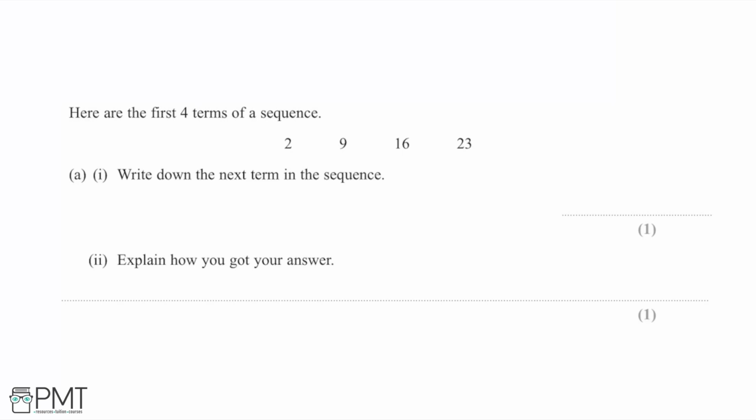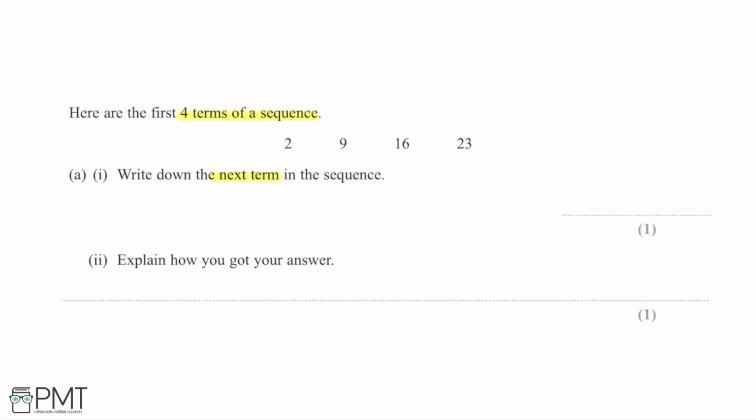So in this question, we're given the first 4 terms of a sequence, which are 2, 9, 16 and 23. And we're asked to write down the next term in this sequence. So this question's 1 mark, it's just looking for us to write down the answer, so there's going to be a really simple and easy to spot relationship between these numbers.